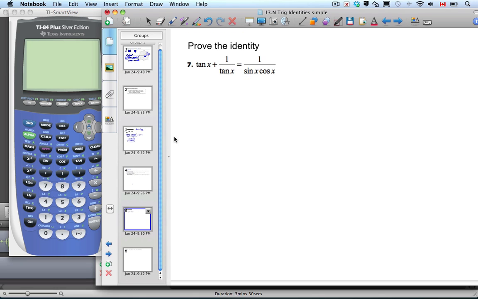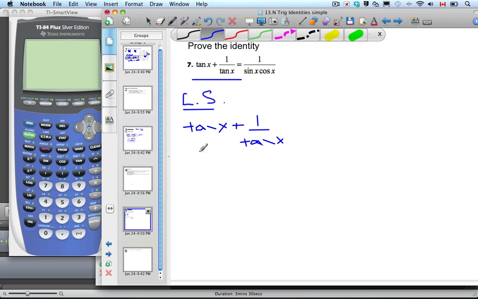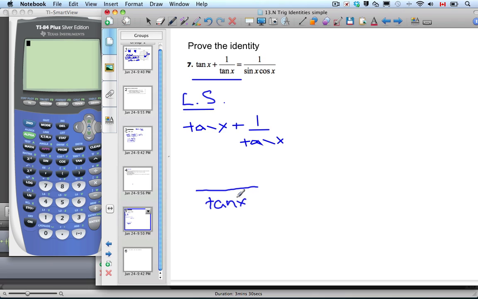So let's try one. We have tan x plus 1 over tan x equals 1 over sine x cosine x. If I look at those two, this looks like the more complicated side, so let us start with the left side here. So I have tangent x plus 1 over tangent x. It says to add, so let's add. Common denominator is going to be tangent x, and so to do that I've multiplied this by tan x. So I get tan x over tan x, so it's tangent squared x plus 1.